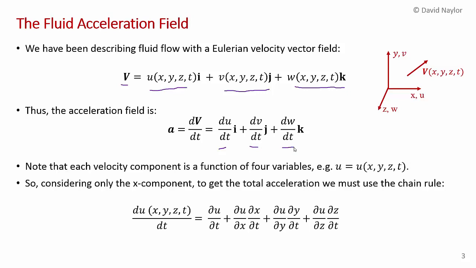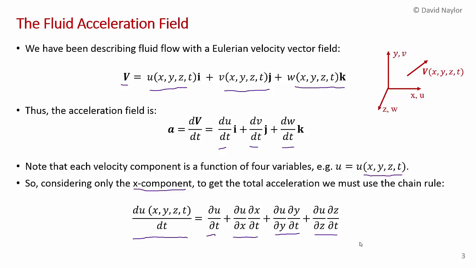But we have to note that each velocity component, u, v, and w, is a function of four variables. For example, u is a function of the three spatial coordinates and time. So if we want to get the total acceleration, we've got to use the chain rule. Down at the bottom, I've just considered the x component, so just u. To get the total acceleration, you've got to consider the partial derivative of u with respect to t, the partial derivative of u with respect to x, then dx/dt using the chain rule, du/dy, then dy/dt, and du/dz and dz/dt.